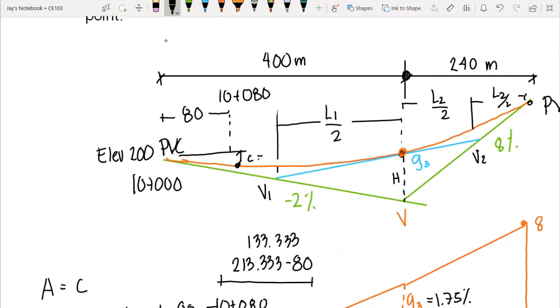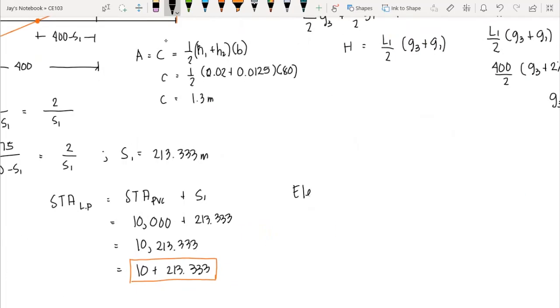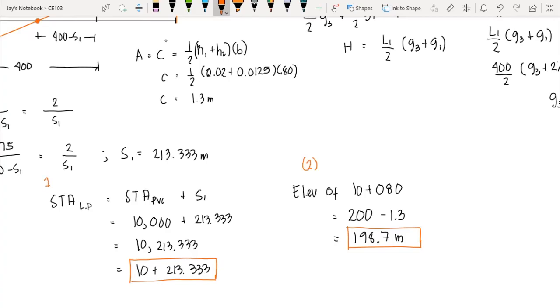So our C here is 1.3. Now to compute for this elevation, you just subtract 1.3 from 200 meters because the elevation of PVC is 200 meters, correct? So therefore, the elevation of 10 plus 080 is equal to 200 minus 1.3, which is equal to 198.7 meters. So we have now this answer for letter B, or that is number 2 of the problem.